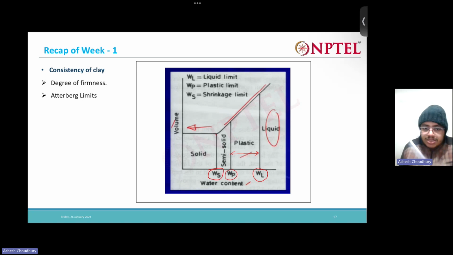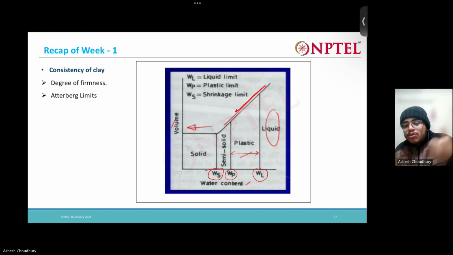As you are reducing the water content, the volume is also reducing. But after you reach the shrinkage limit, even if you reduce the water content, the volume is constant. Now, this shrinkage limit is the point till which the soil is 100% saturated, fully saturated.